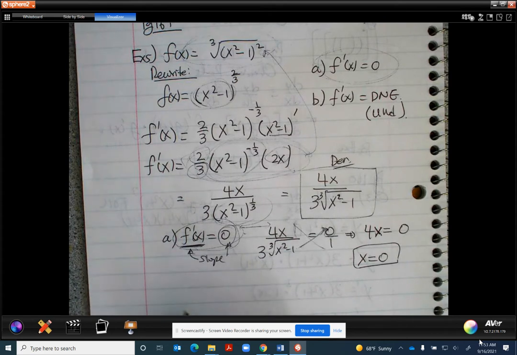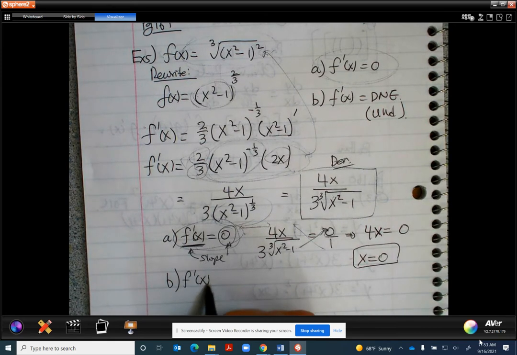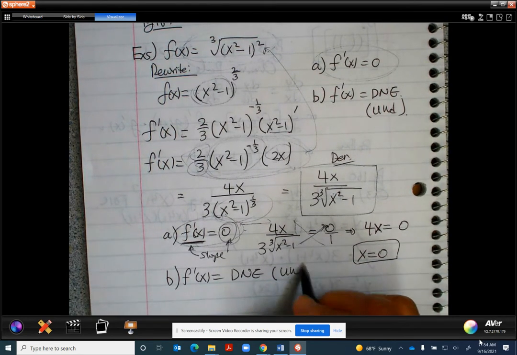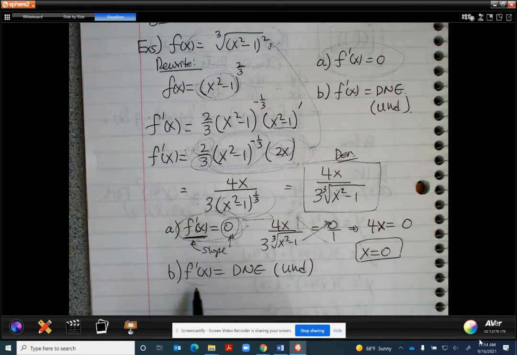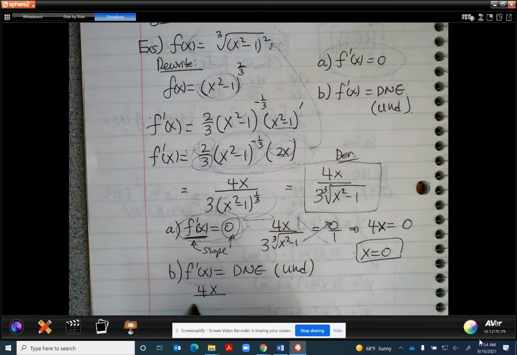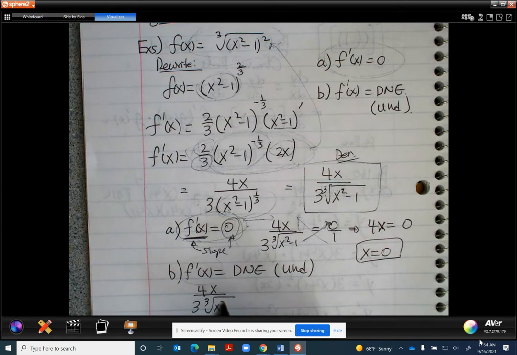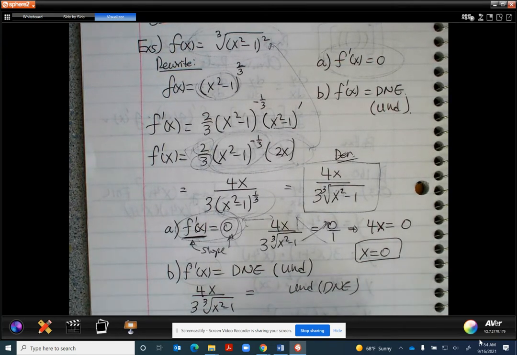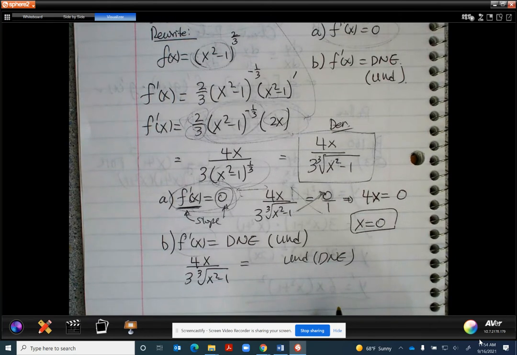Alright, let's go to part B. It says f prime of x is equal to DNE. Alright, what is another word for DNE? I said that is the same thing as undefined. So they're saying, how do we get 4x over 3 cubic root of x squared minus 1 to be undefined? Or DNE, does not exist? How do I get to undefined?